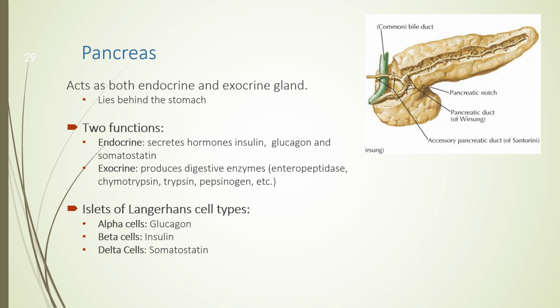The islets of Langerhans are specialized clusters of cells within the pancreas that are responsible for its endocrine function. The islets contain three major types of cells. Alpha cells produce glucagon, a hormone that raises blood glucose levels by stimulating the liver and other cells to release stored glucose. Beta cells produce insulin, a hormone that lowers blood glucose levels by facilitating the entry of glucose into cells for metabolism. And delta cells produce somatostatin, which is thought to regulate the release of both insulin and glucagon, helping maintain balance between the two.